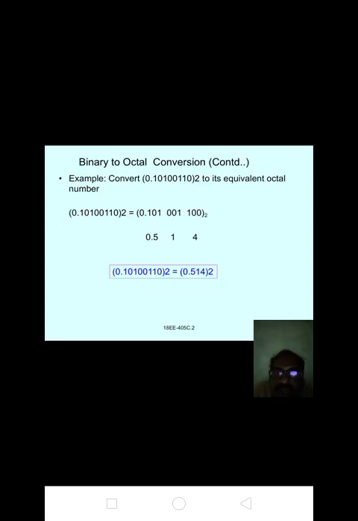Binary to octal conversion. Convert 0.101001110 base 2 to its equivalent octal number. Grouping as 0.101 001 110, that equals 0.516 base 8. So 0.101001110 base 2 equals 0.516 base 8.